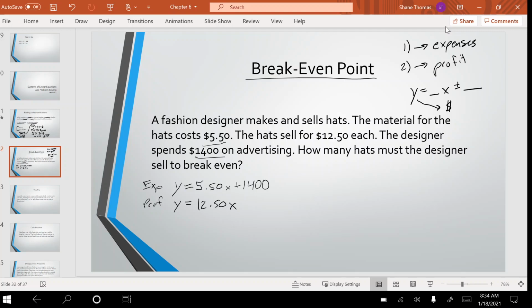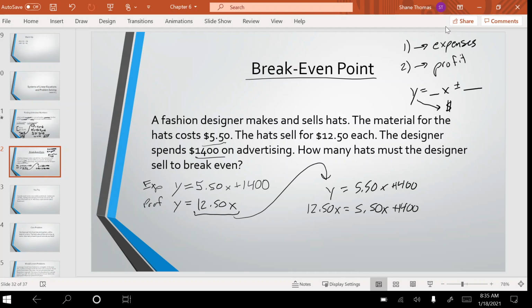All right, so looking at that guy, what are we thinking? Substitution or elimination? I'm thinking substitution as well. Because if you look at that guy, I already got y by itself, don't I? Okay, so I need to put that in the other equation. y equals 5.50x plus 1400. That's the one I haven't touched yet. I'm going to put it right there. So I'm going to end up with 12.50x equals 5.50x plus 1400.